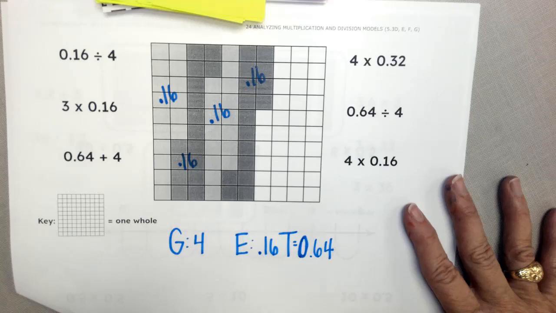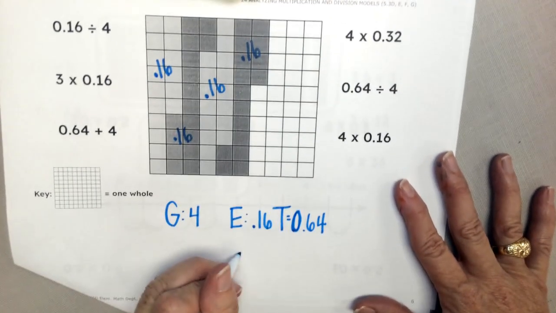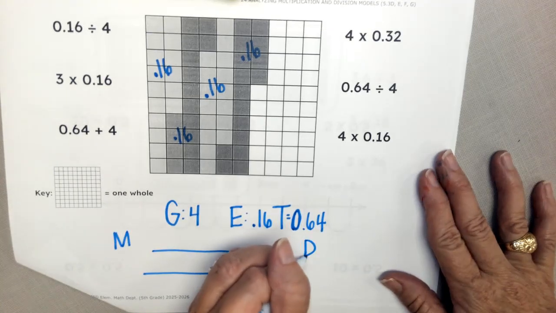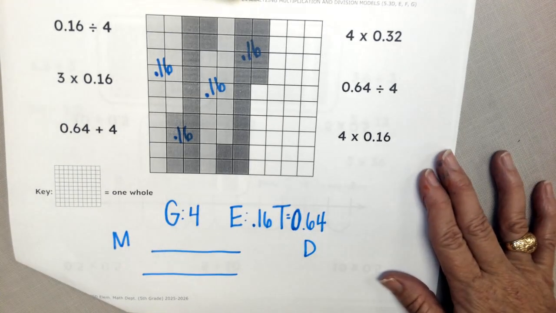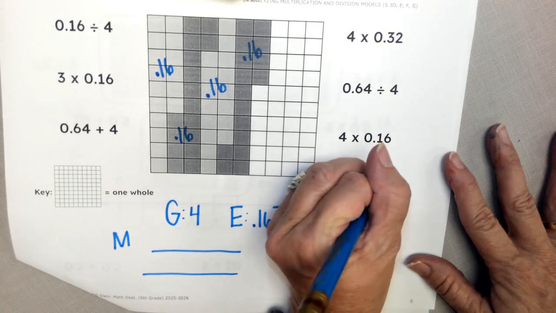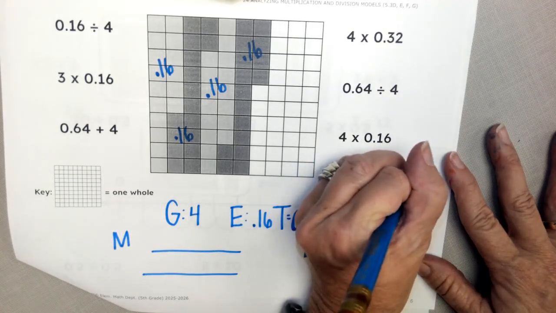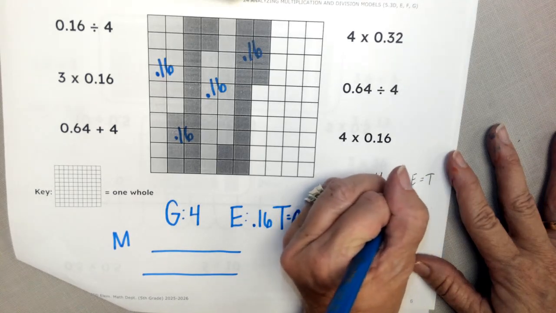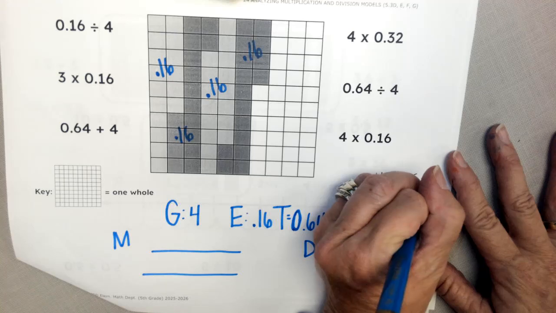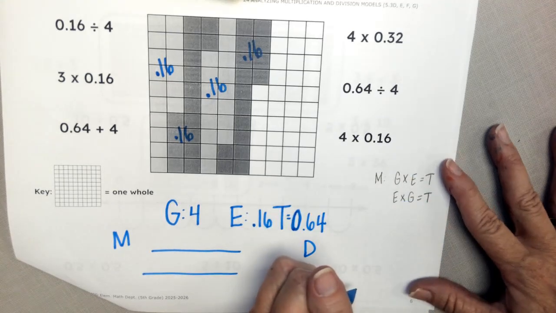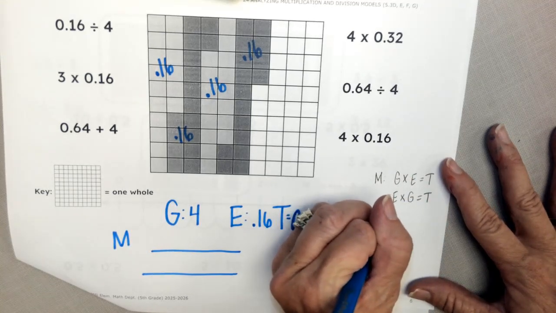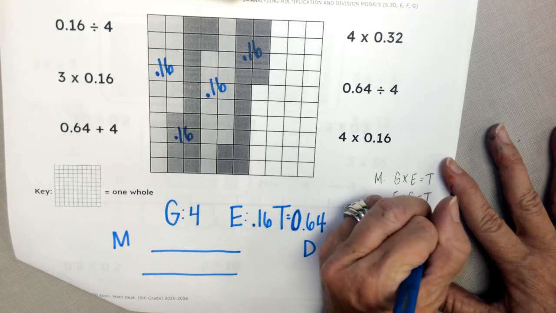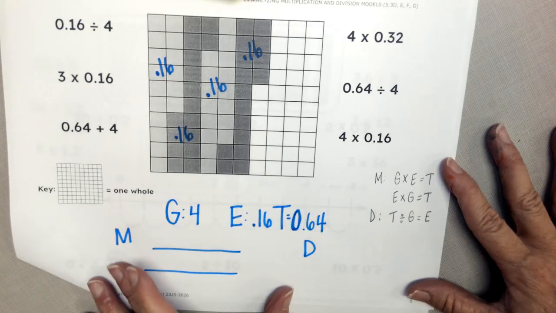Now that I have my GET, I'm able to go back and write my 2 multiplication statements and my 1 division statement. Remember, when you're thinking about multiplication, multiplication is groups times each equals total, or each times group equals total. And when you're thinking about division, it's always the total divided by the groups will tell us how many in each. Okay?